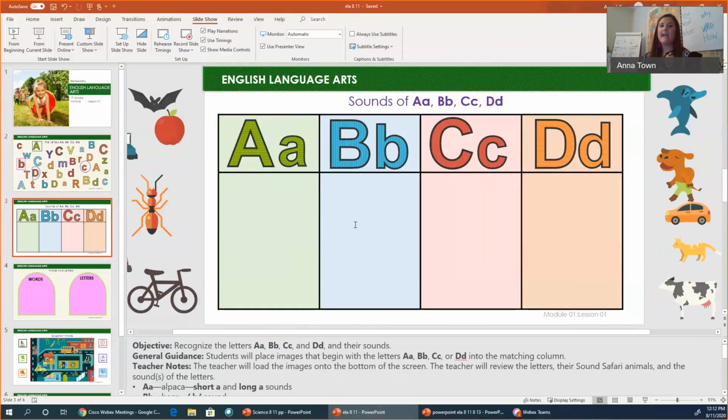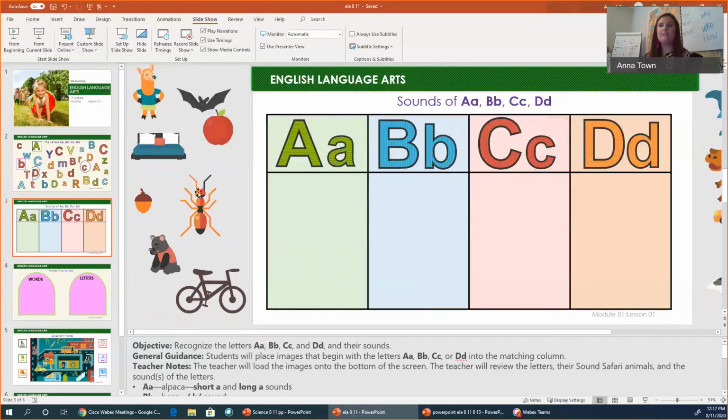So remember A, B, C, K, D. I'm going to show you some pictures. I'm going to do an example. This is an acorn. An acorn has the A sound. So I'm going to put acorn underneath the letter A.